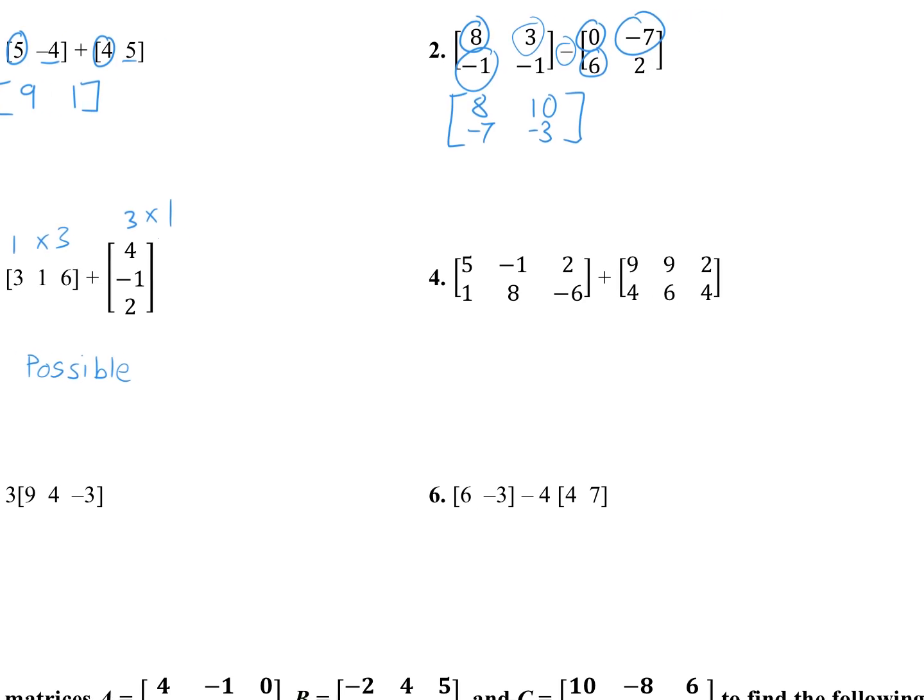All right, number 4, they are the same size, so -5 plus 9 is 14. Sorry, that was +5 plus 9 is 14. -1 plus 9 is 8. 2 plus 2 is 4. 1 plus 4 is 5. 6 plus 8 is 14. And -6 plus 4 is -2.